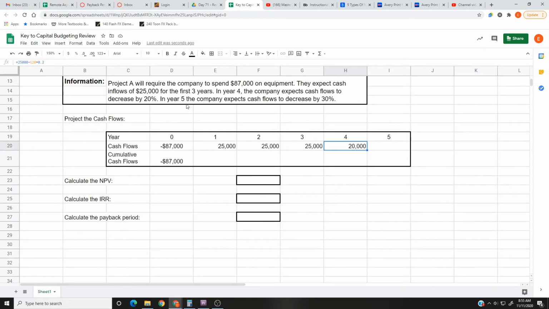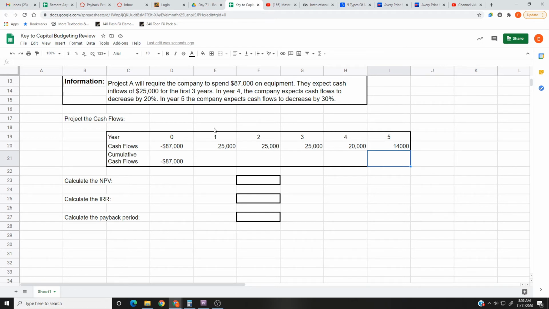All right, next year, year 5, the company expects cash flows to decrease by 30%. So we would say this equals this times, and since we're losing 30, we are keeping 70, so 0.7. Again, if you prefer, you can say equals 20,000 and then minus 20,000 times the 0.30, or the 30%. Okay, either way, that's what we get.